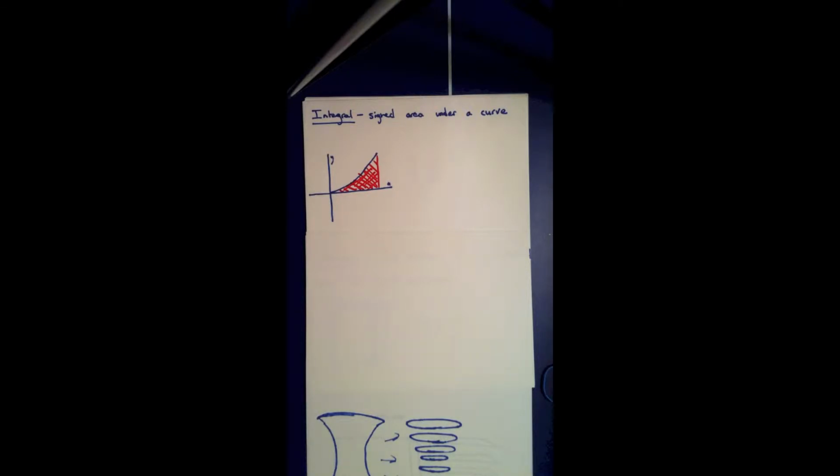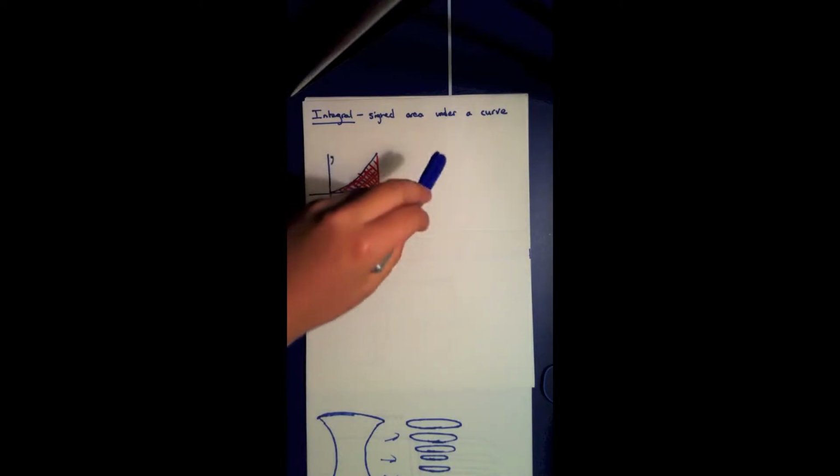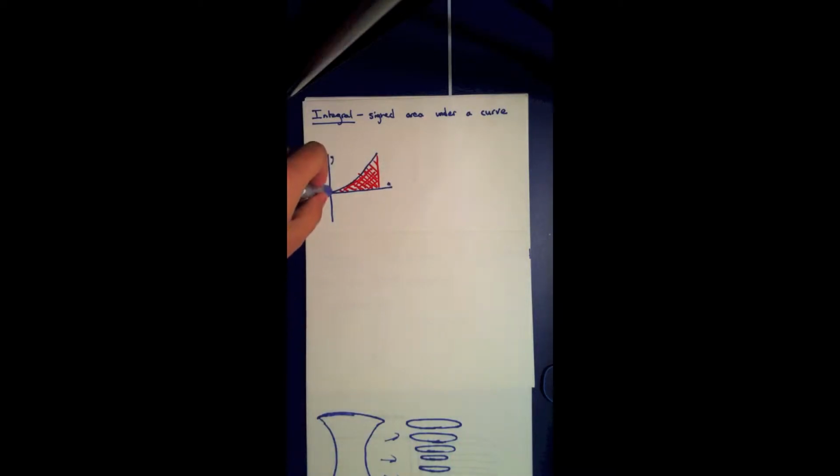Alright, so in this video I'm going to be showing how to use calculus to find the volume of a solid generated by revolving a function around the x-axis. So to start with, we know that an integral is the signed area underneath a curve. So here's just an example of that.